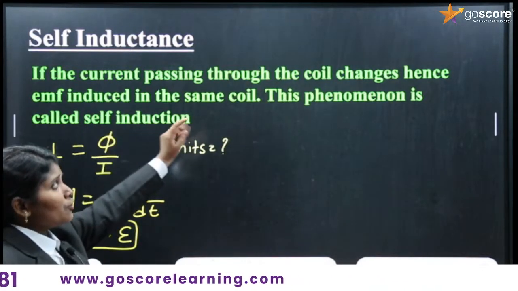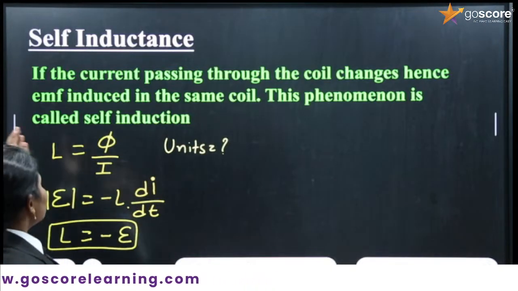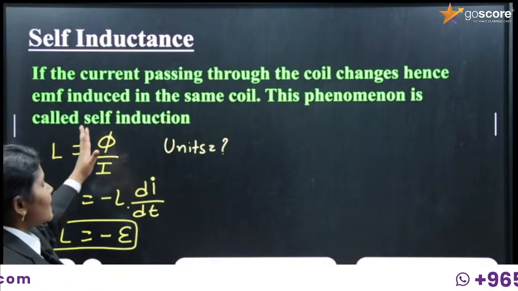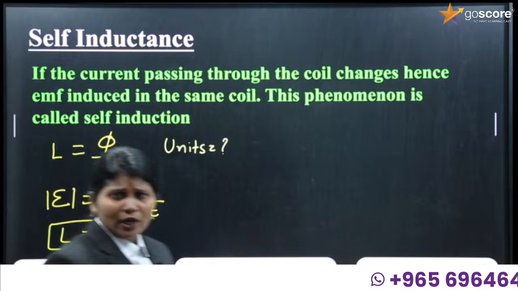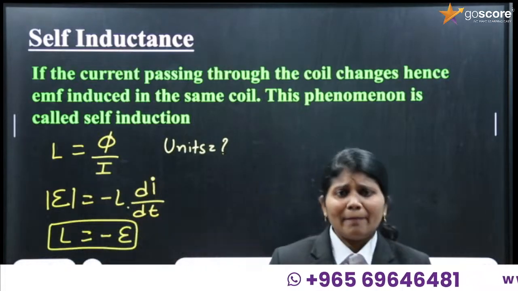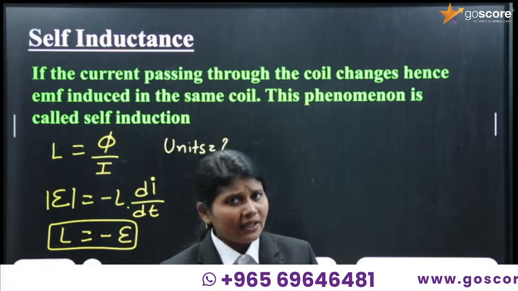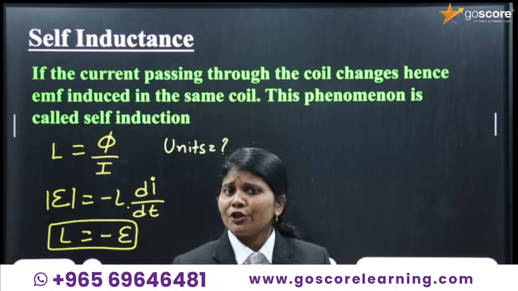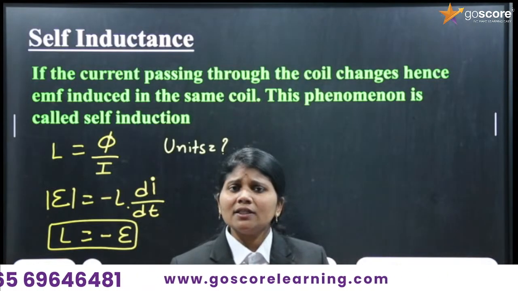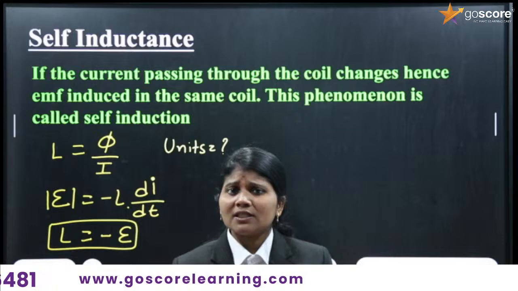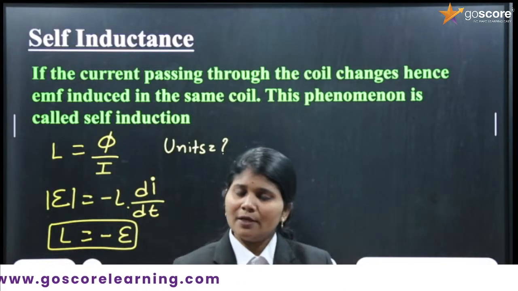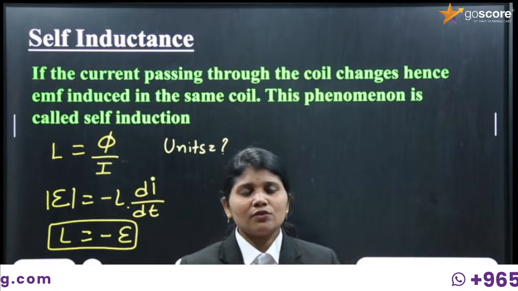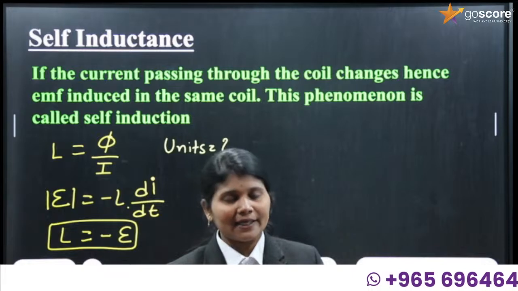If the current passing through a coil changes and hence EMF is induced in the same coil, this phenomenon is called self-induction. We are taking one coil, and we connect a battery, from which we get current. According to Oersted, the current-carrying coil produces a magnetic flux, but here the current will be gradually increasing, so the flux is changing. By the changing flux, EMF will be induced in the same coil. That's why it is called self-inductance.